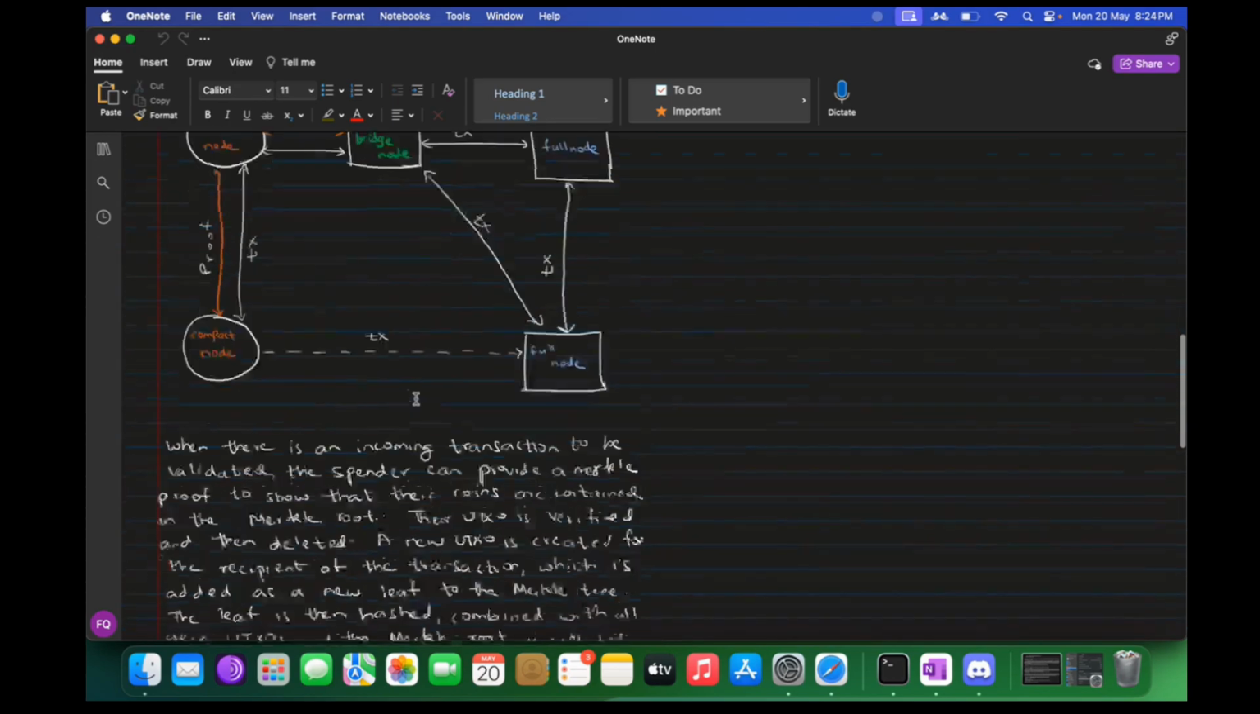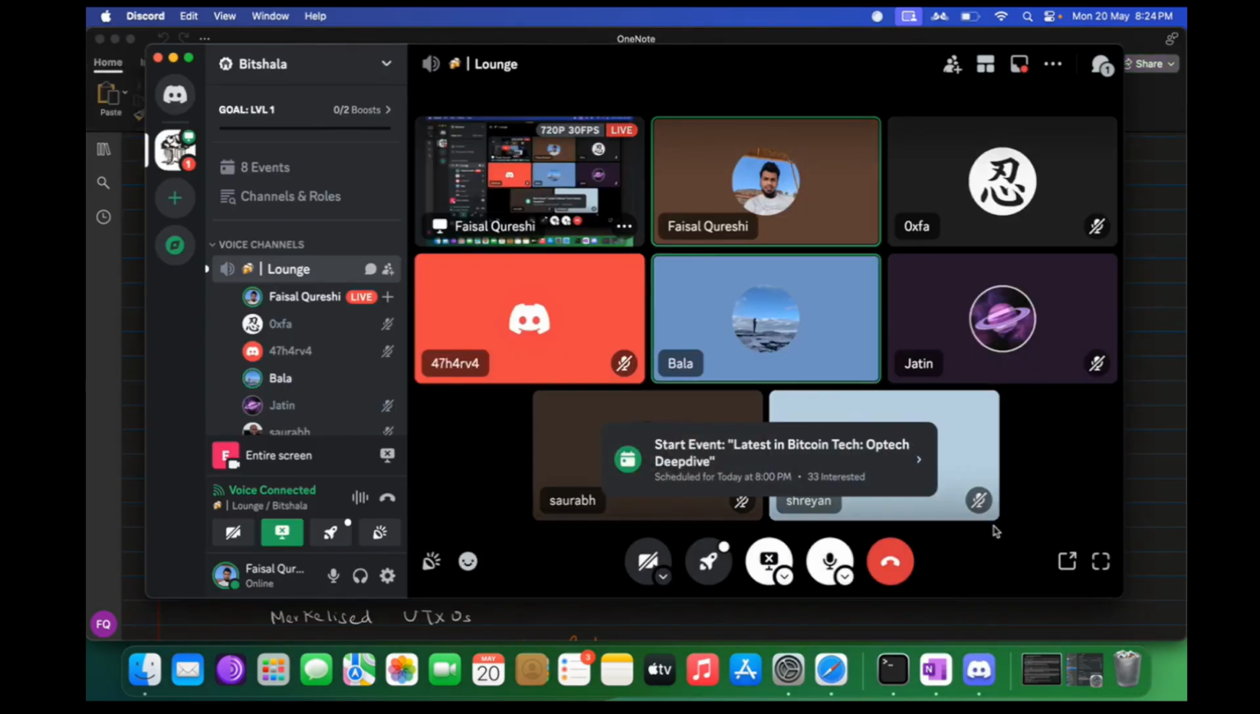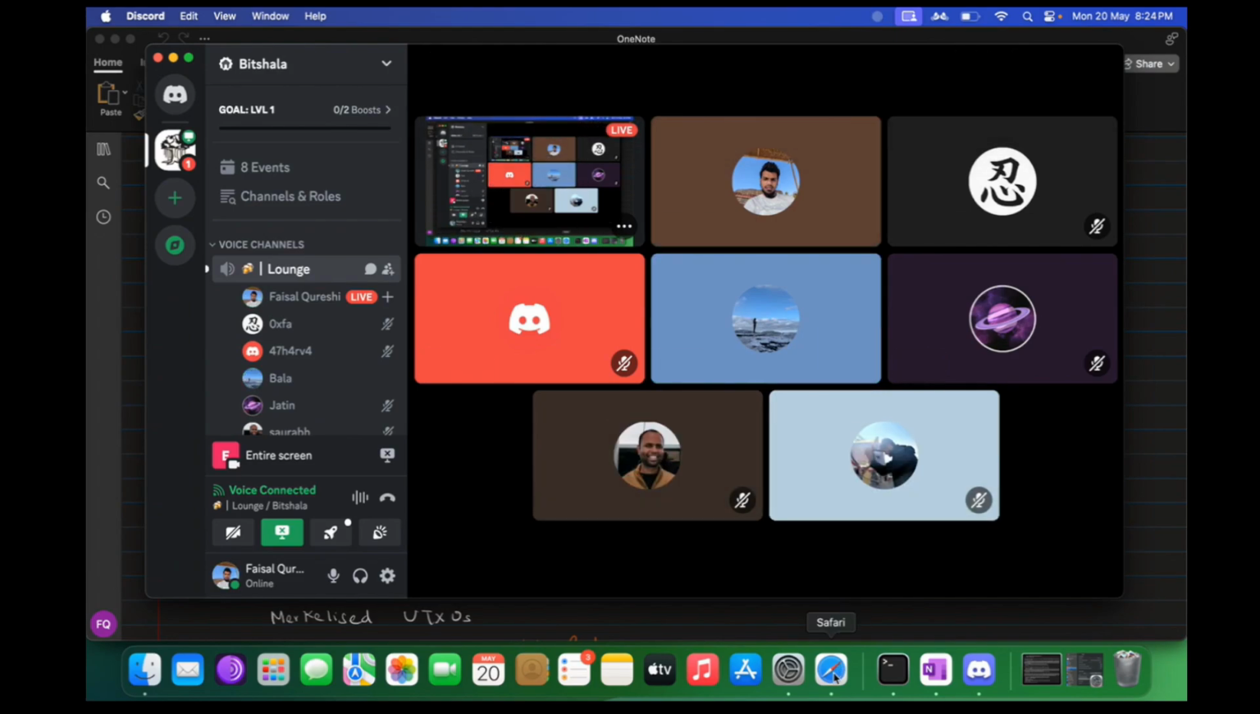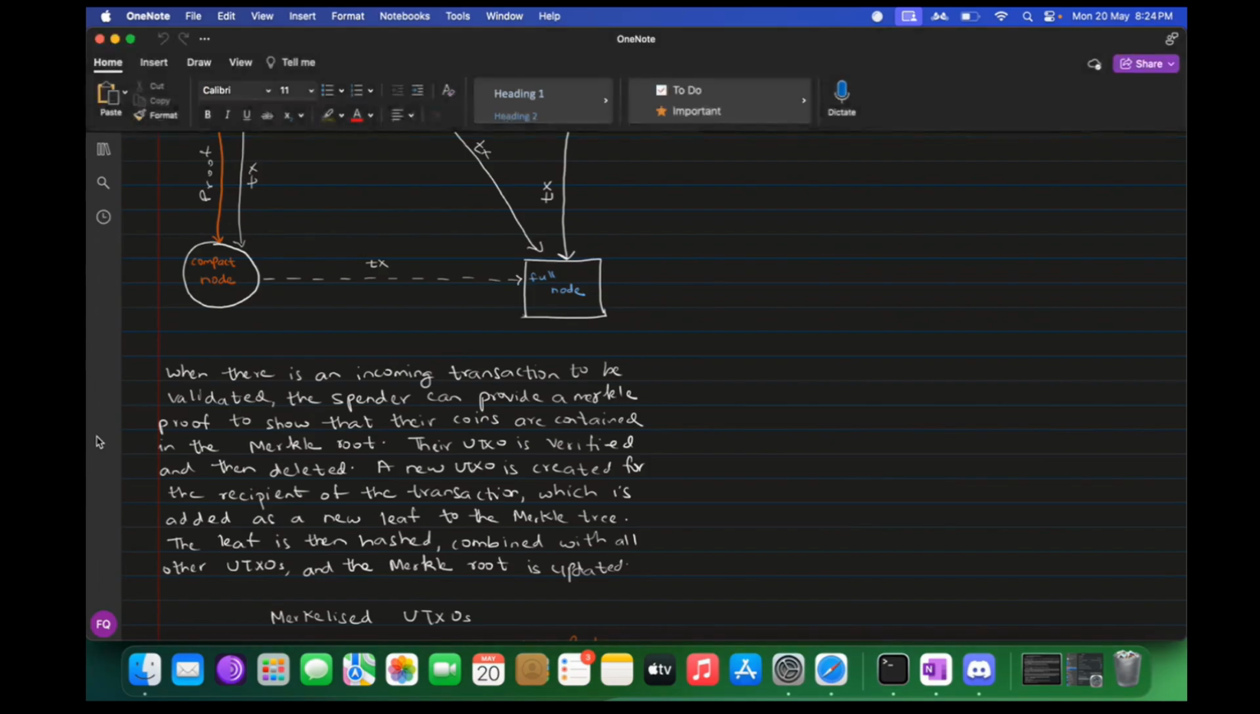Okay, so when there is an incoming transaction to be, can everyone mute themselves, please? Somebody's not muted. I think Bala, can you please mute yourself? Unless your 3-year-old Bitcoiner has some questions.